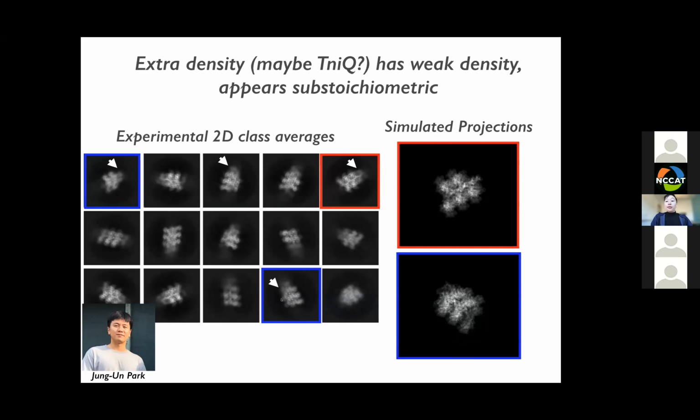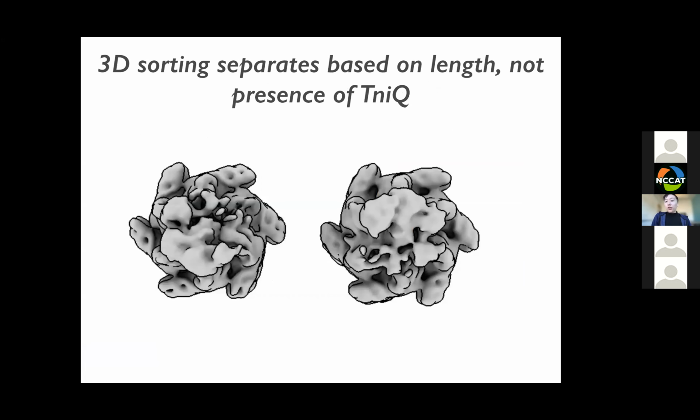And so what Jung-An did then is he employed some 3D classification strategies. The first thing that you need to know about 3D classification is that it's going to try to separate your particles based on the biggest difference between those two particles. So what I mean by that is that 3D sorting just based on the entire filament would then, you see here is the top view, and you can see extra density that's not associated with that matchmaker protein. This is the TNIQ density, but it doesn't look like anything that is real.